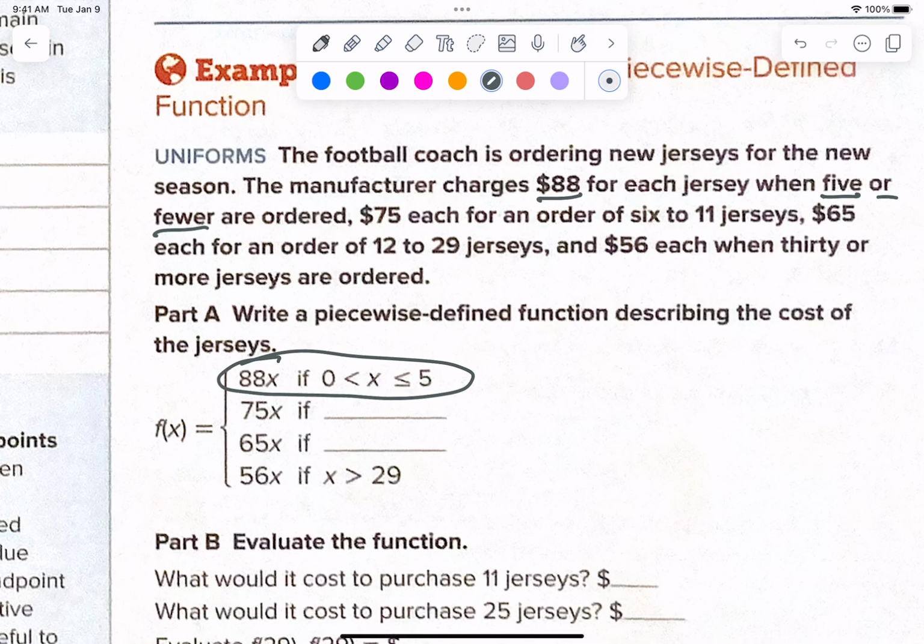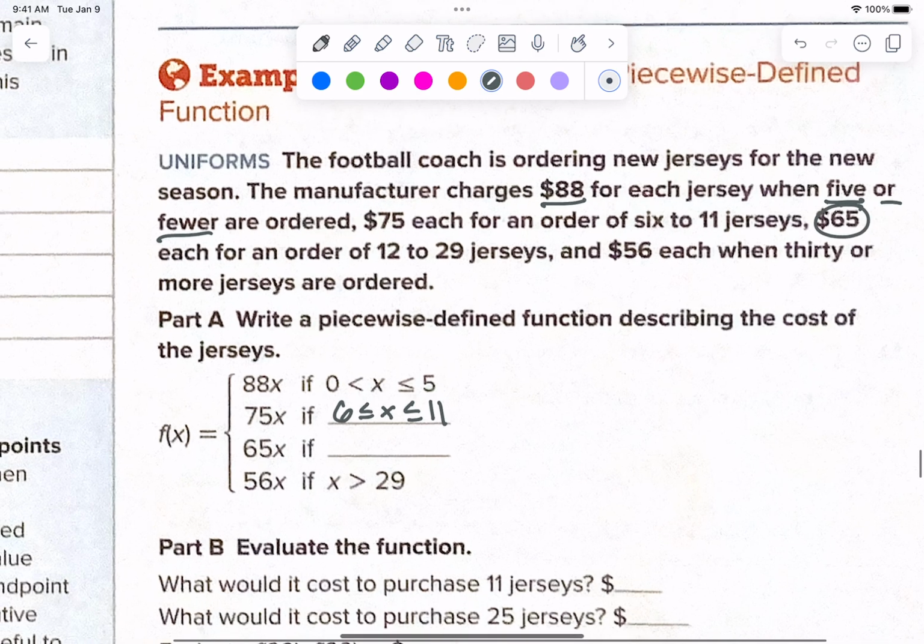So let's fill in the domain for that one. We're going 6 to 11. 6 is less than X, which is less than 11. Is it equal to 6 and equal to 11 or not? Yes, so I want to put equal to signs right there and there. If I order more than 11, I'm going to go down to $65 a piece if I order between 12 and 29. So I would say 12 is less than X, which is less than 29. Is it equal to? Yep. And they say for anything greater than 29, it's going to be $56 a piece. Does that make sense? So that's how we fill that in.